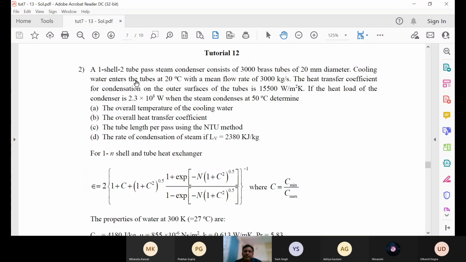So cooling water enters the tube. The steam is flowing through the shell and it is condensing in the shell. Whereas the cooling water is entering the tubes at 20 degrees Celsius and coming out at some higher temperature.